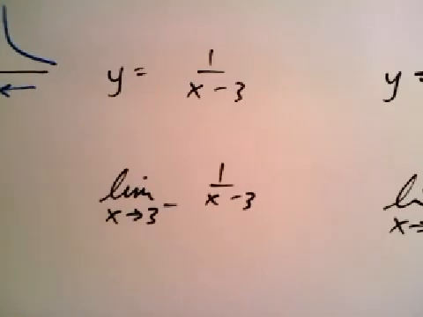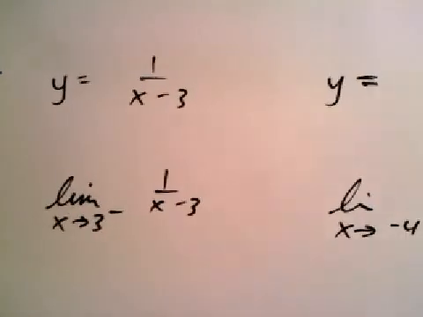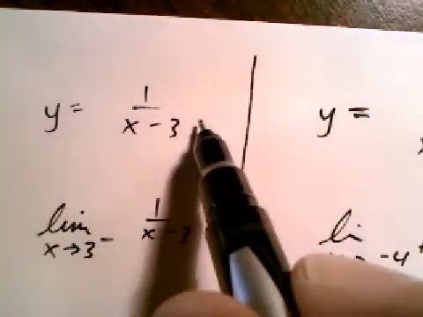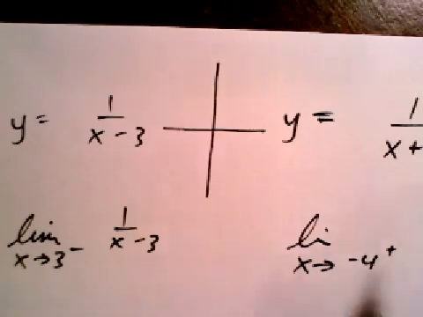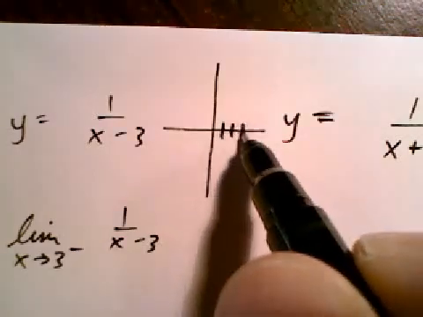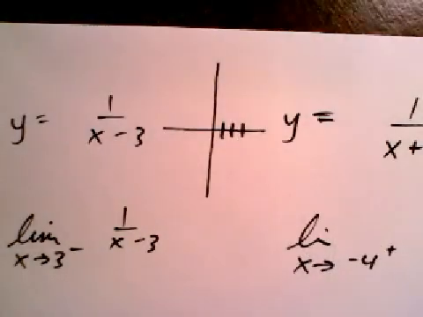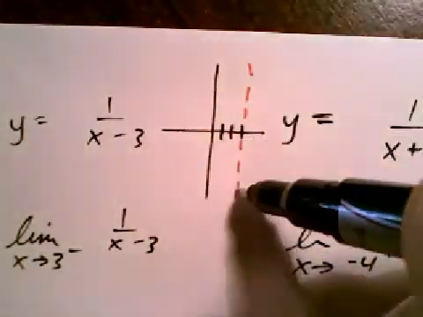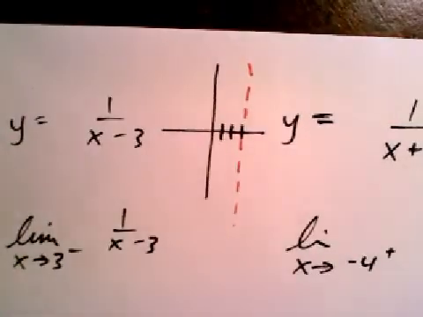In fact, if you think you've got it, go ahead and try this one. Pause the video. We have 1 over x minus 3. It's just a translation to the right-hand side, 3 units. In other words, we're going to take the graph of 1 over x and we're going to move it to the right 1, 2, 3 units. That means we have a new asymptote. The vertical asymptote would be x equals 3.